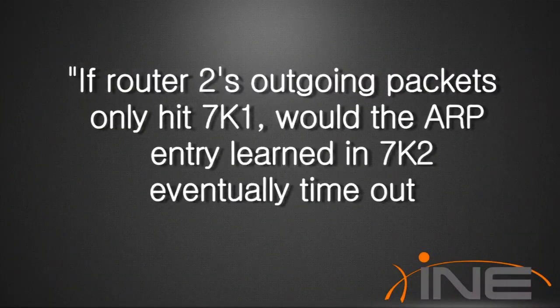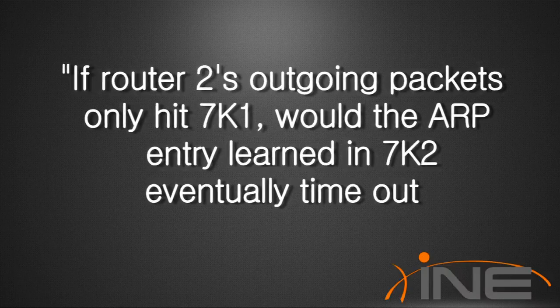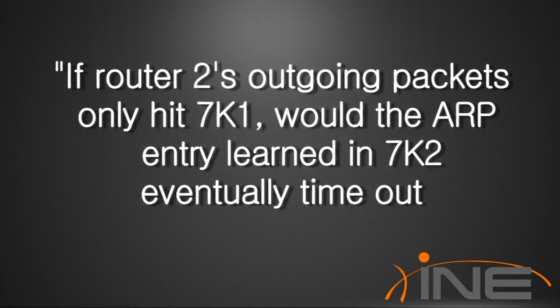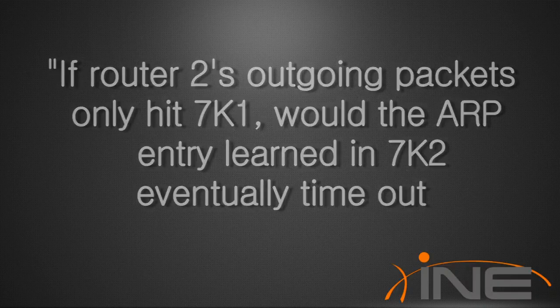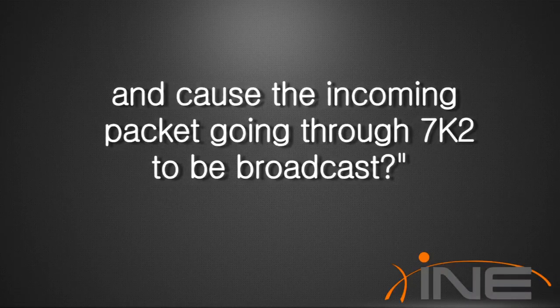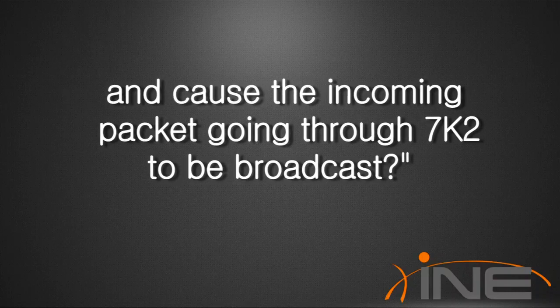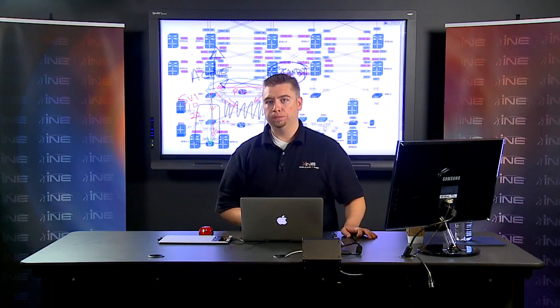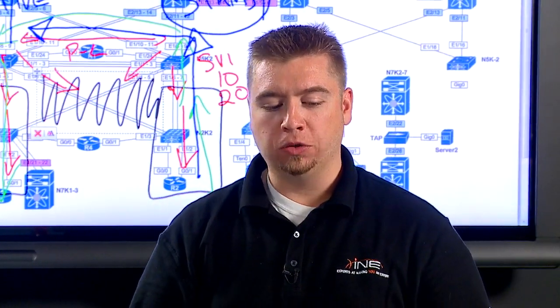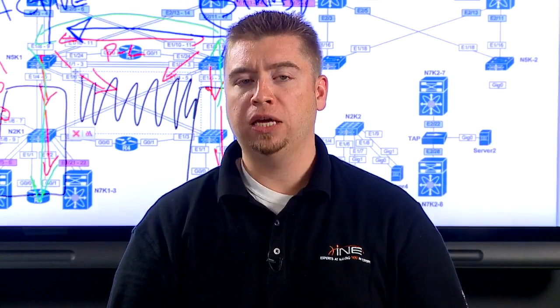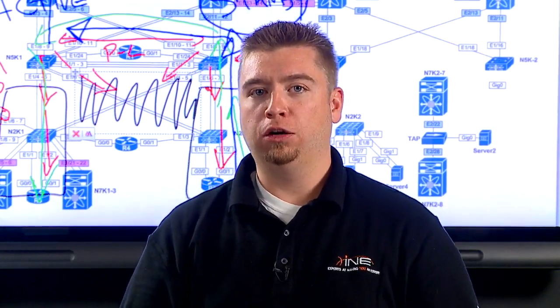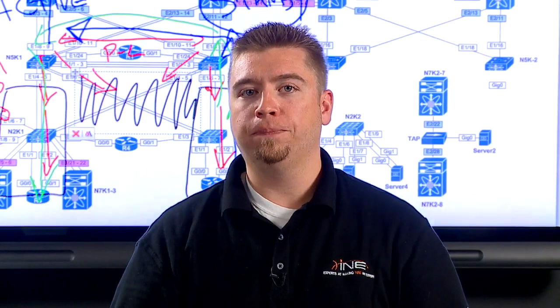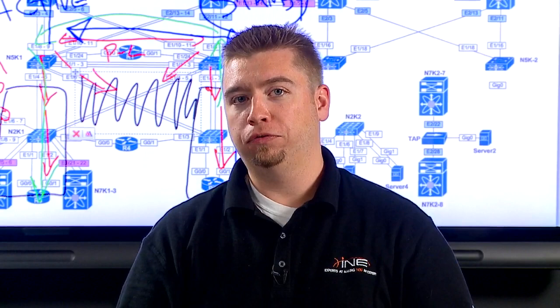There's a question, if router 2's outgoing packets only hit 7K1, would the ARP entry learned in 7K2 eventually time out and cause the incoming packet going through 7K2 to be broadcast? Yes, it would, because at the end of the day, we're still doing normal layer 2 forwarding with Ethernet. So that means that if the CAM table times out, and not necessarily the ARP cache because we're doing layer 2 switching, not layer 3 routing in this case, and we don't know the MAC address of the destination anymore, then we're going to have to flood the frame.